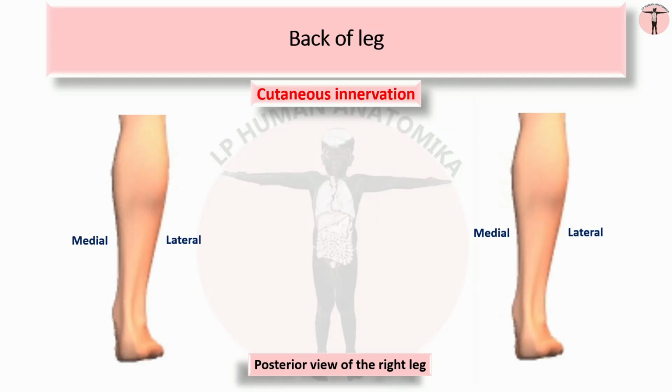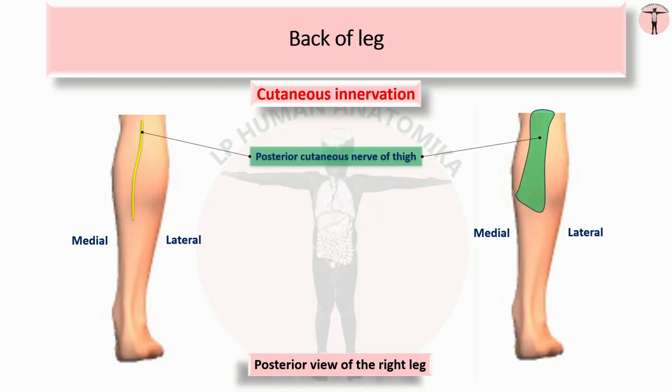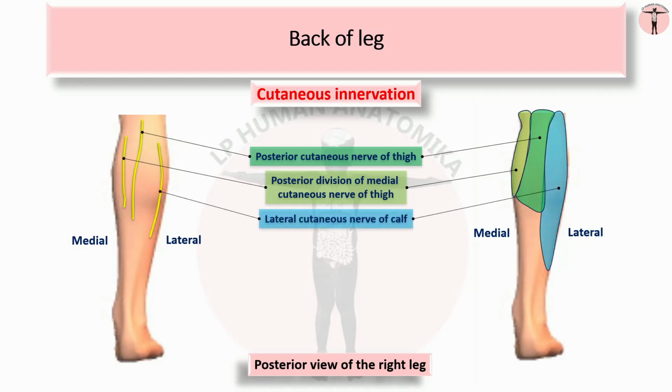Skin on the back is supplied by the following cutaneous nerves. Posterior femoral cutaneous nerve or posterior cutaneous nerve of thigh pierces the fascial roof of popliteal fossa and supplies the upper part of the back of leg. Posterior division of medial cutaneous nerve of thigh supplies the upper part on the medial side of the back of leg. Lateral cutaneous nerve of calf arising from common peroneal supplies upper and lateral part of back of leg.